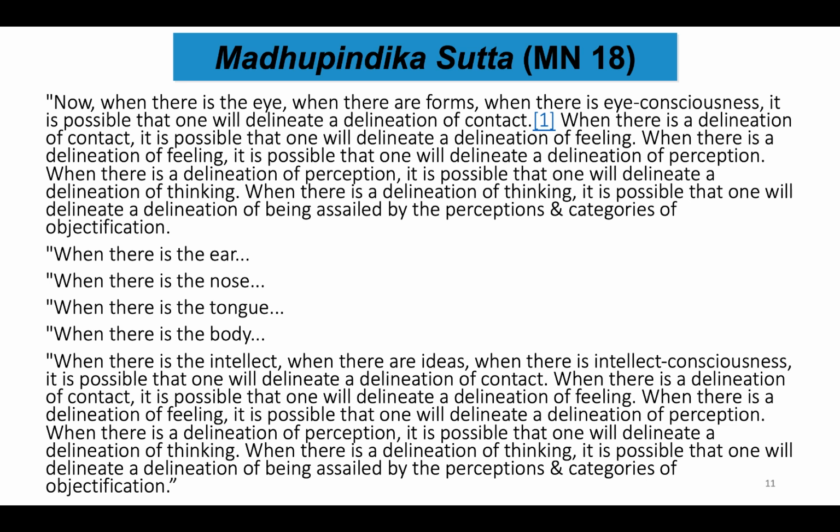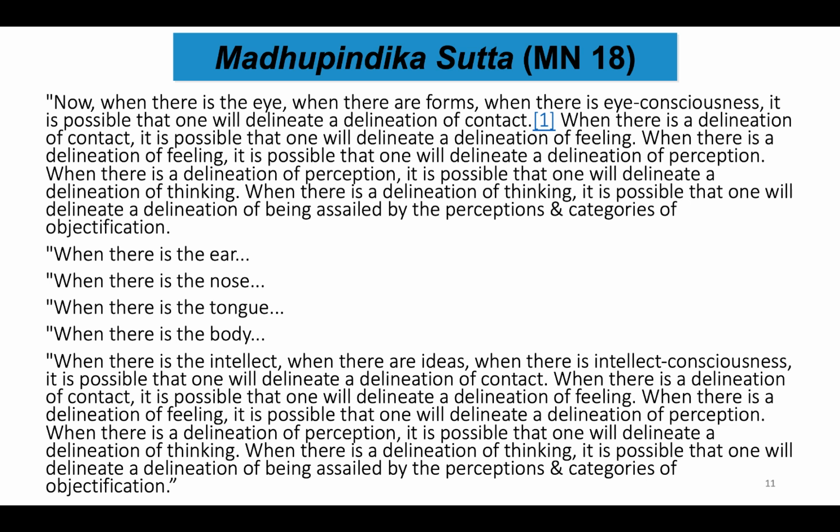When there is a delineation of contact, it is possible that one will delineate a delineation of feeling, Vedana. When there is a delineation of feeling, it is possible that one will delineate a delineation of perception, Sanya. When there is a delineation of perception, it is possible that one will delineate a delineation of thinking, Samkhara. When there is a delineation of thinking, it is possible that one will delineate a delineation of being assailed by the perception and categories of objectification, kinds of Vinnana.